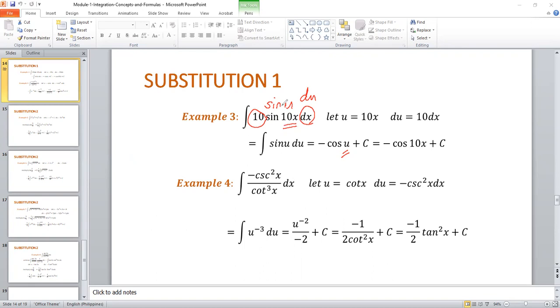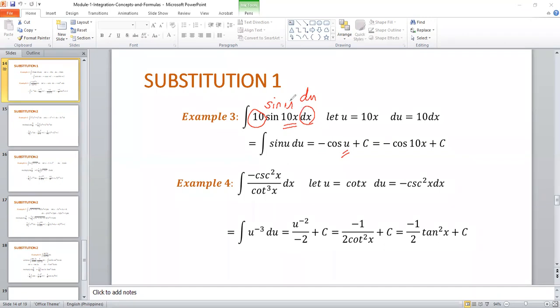So the derivative of this 10x has to be multiplied to the sine function so that we can write its integral as dictated by the formula. So the formula is stating that the integral of sine u du is equal to negative cosine u. So how do you interpret this? This is the derivative of the u in here.